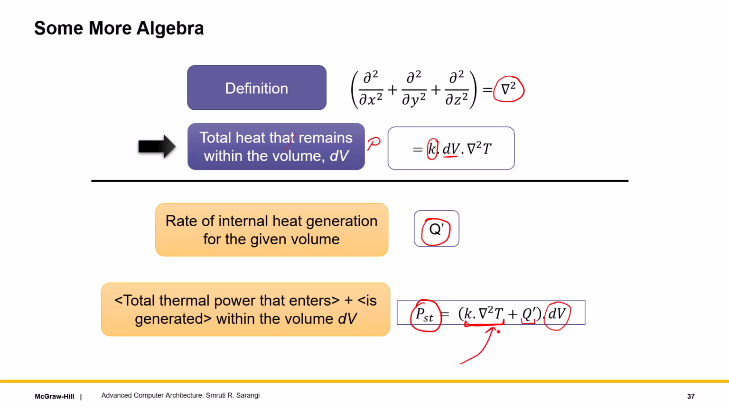So this is the main equation that we use for heat flow or heat conduction, which essentially says that the power that is entering a volume plus that is generated is basically a sum of the second derivative of temperature computed in this nabla square way plus the internal heat generation. So essentially, given a small volume, what is the power that is being added to it is basically the second derivative of temperature multiplied with K plus Q dash.